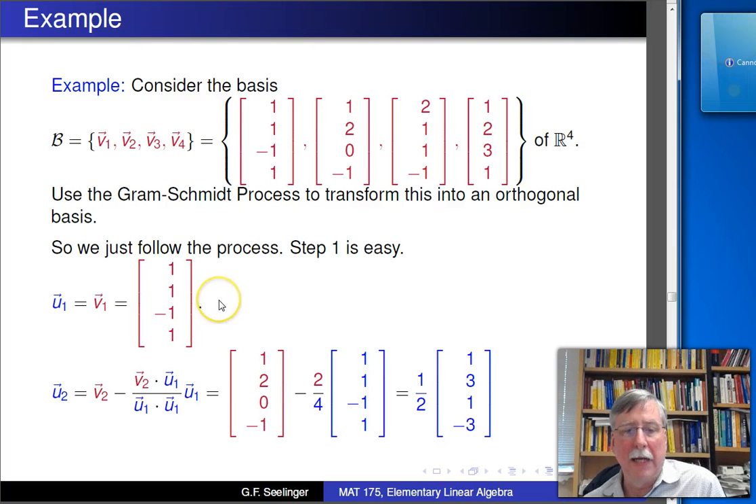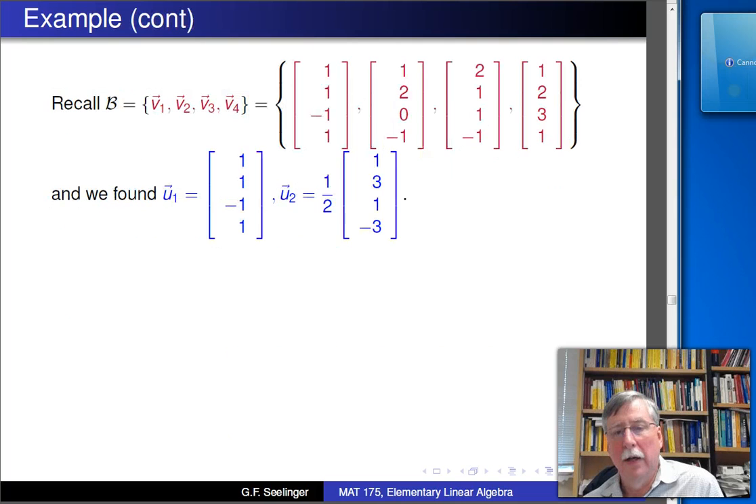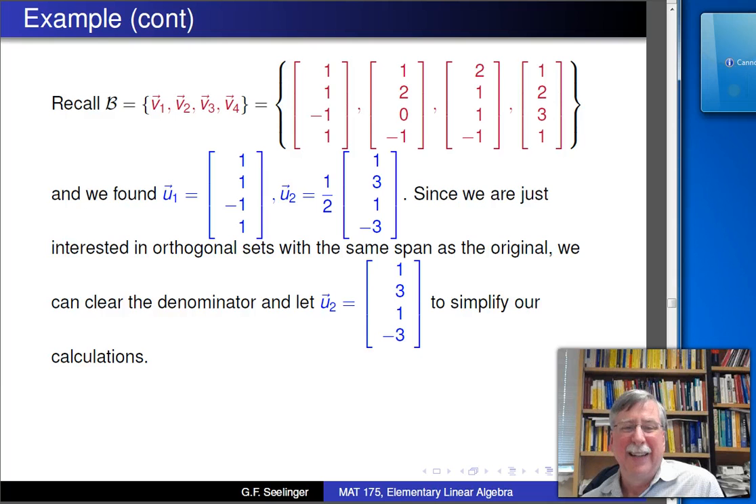Now, since this is a basis and everything along the line of U2 is orthogonal to U1, I usually do this extra step and just clear the denominator. So I've got U1 and U2. So I clear the denominator, and I can just take U2 to be (1, 3, 1, -3). Now this is for an orthogonal basis. This is not orthonormal yet. We're going to do the orthonormal step at the very end.